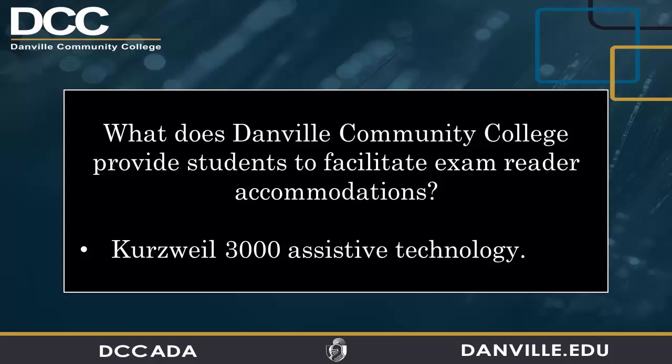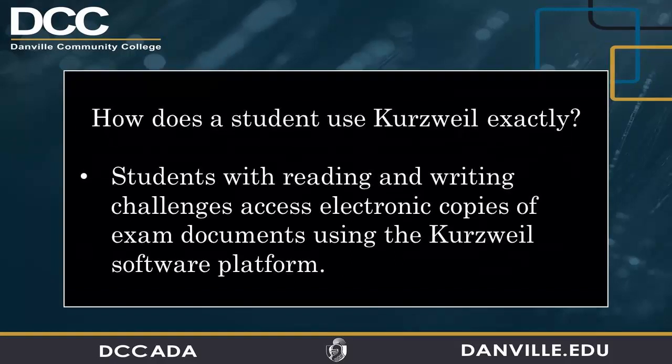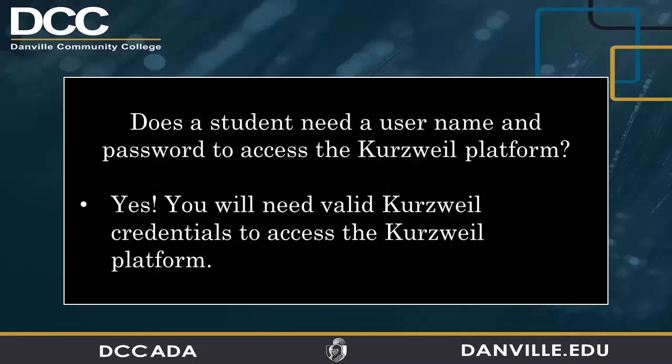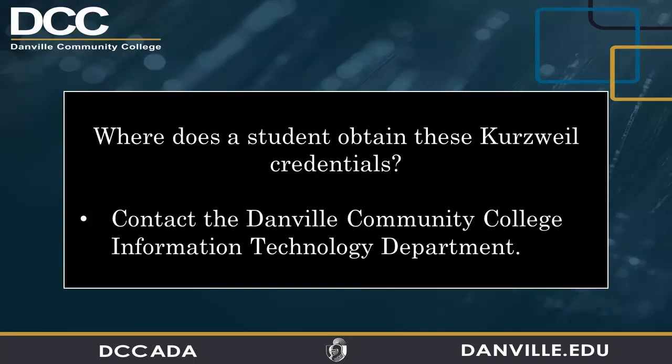Kurzweil 3000 assistive technology. How does a student use Kurzweil exactly? Students with reading and writing challenges access electronic copies of exam documents using the Kurzweil software platform. Does a student need a username and password to access the Kurzweil platform? Yes. You will need valid Kurzweil credentials to access the Kurzweil platform. Where does a student obtain these Kurzweil credentials? Contact the Danville Community College Information Technology Department.